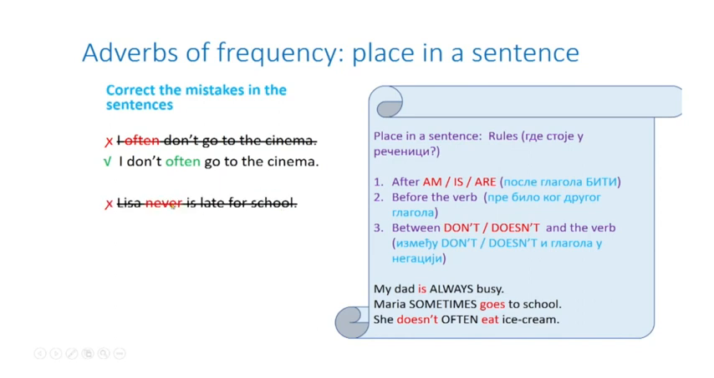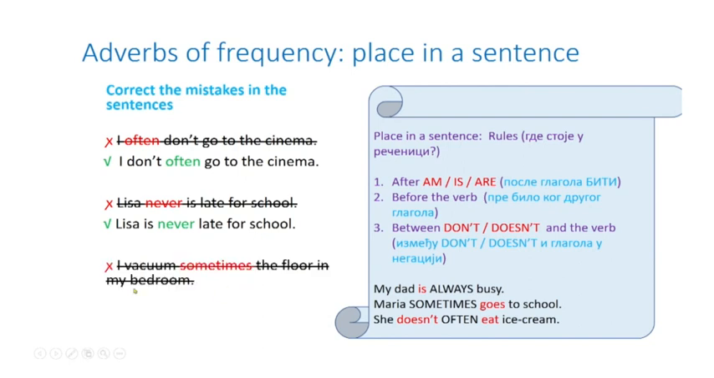Let's see the next one. Lisa never is late for school. Something is wrong here. Do you see the verb is? That's verb to be. So we need to put never after the verb to be. And the correct sentence is Lisa is never late for school. Lisa nikada ne kasni u školu. Lisa is a very good student.